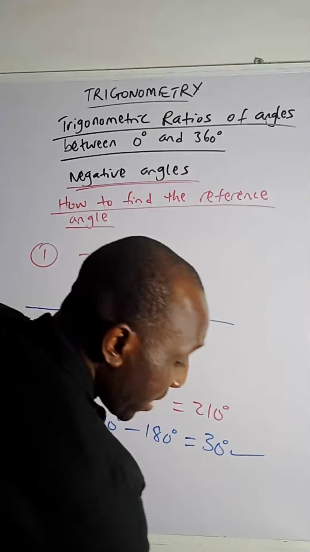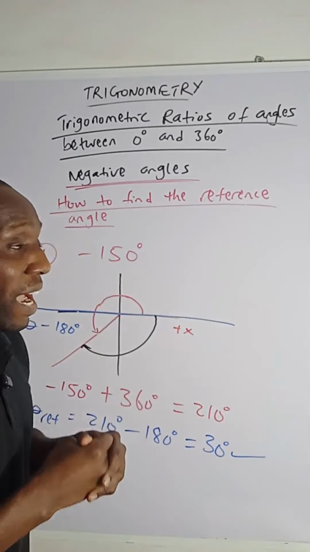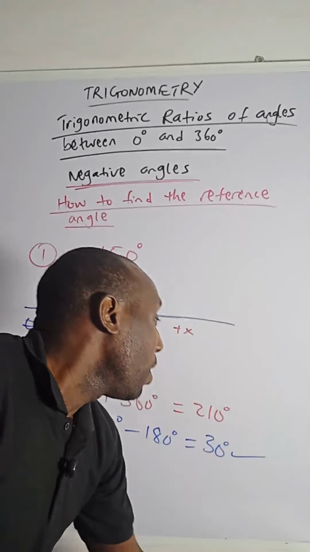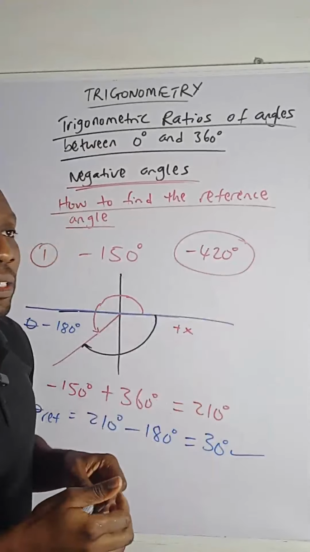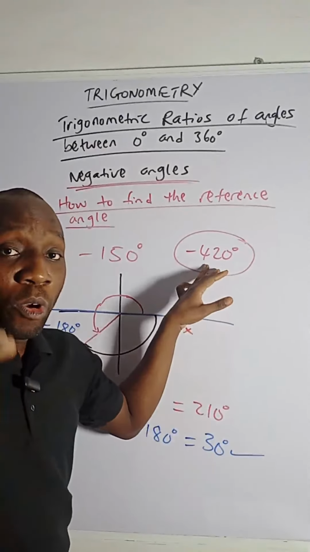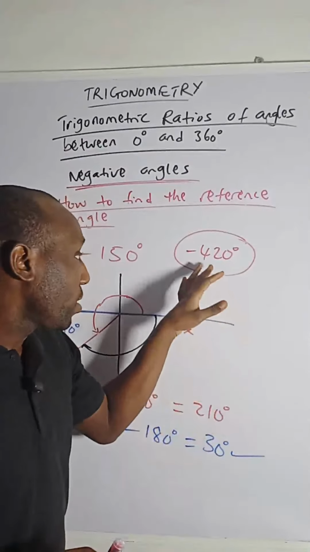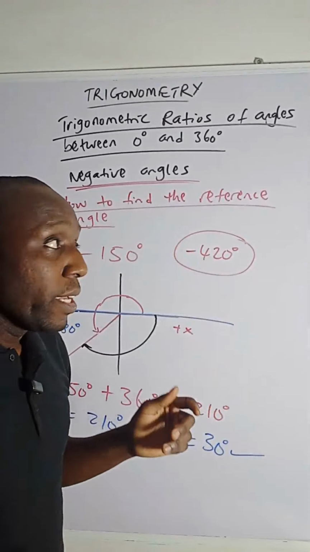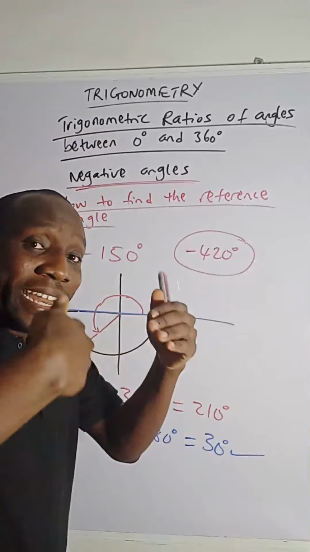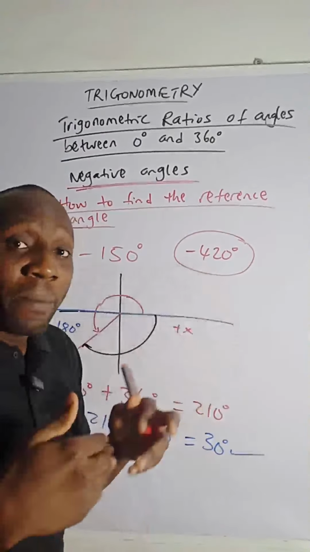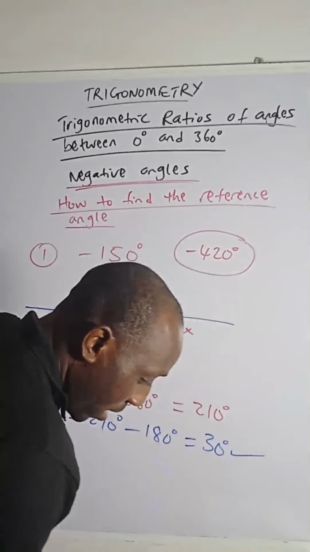Exactly, you add 360. It's either you add 360 degrees or the multiples of 360 degrees, because there are some angles that will be more. See, let's say you have negative 420 degrees and you want to convert this to a positive angle. When you add 360 degrees, you are still going to get a negative angle, because this 420 is bigger than 360. So you add another 360 degrees, which is the next multiple of that. It will now give you a positive angle. And from there, you can get the reference angle. Okay?